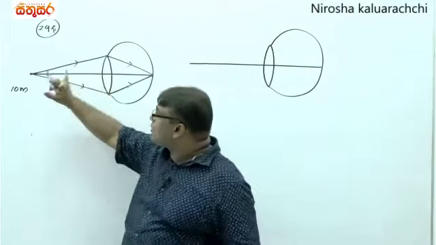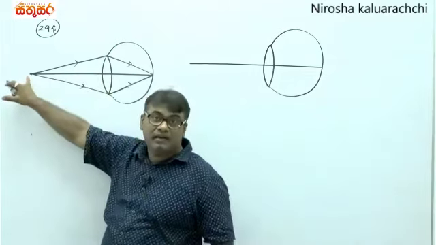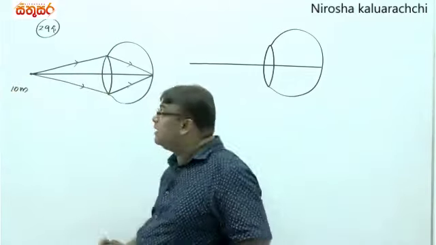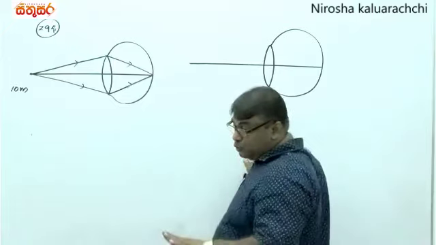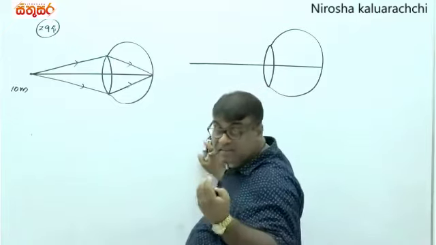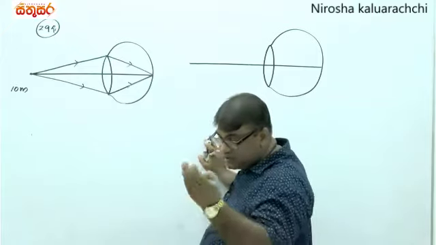The eye is operating for the object lying at 10-meter distance, right? Now we have to manage the short distance, no? We have to manage the short distance.